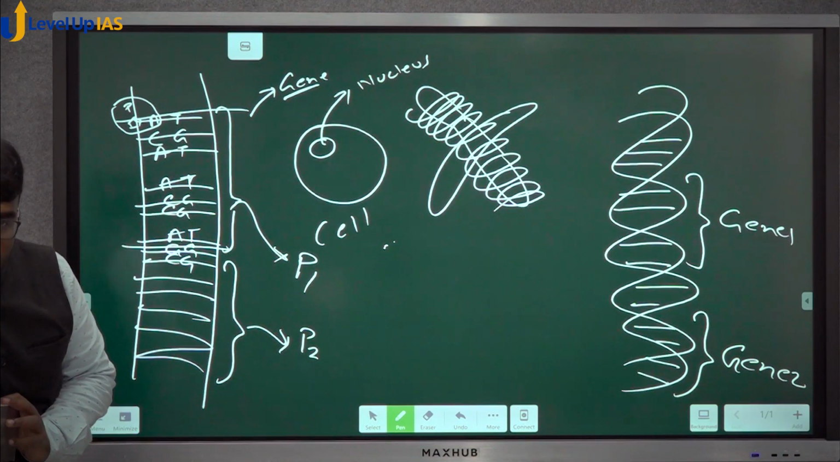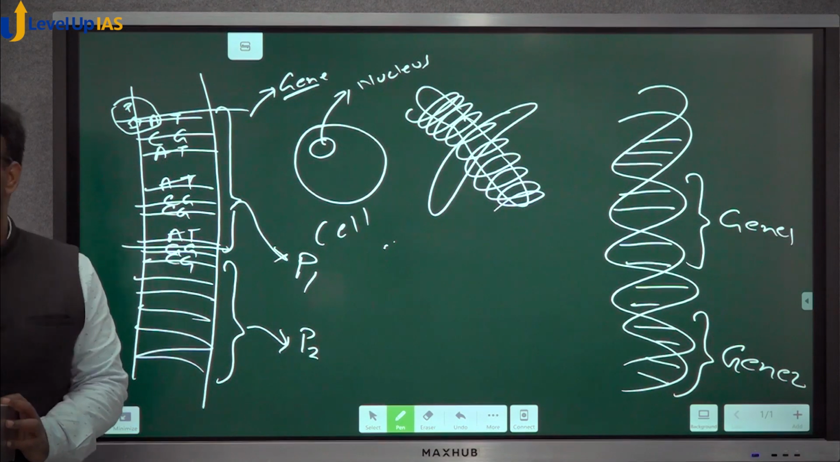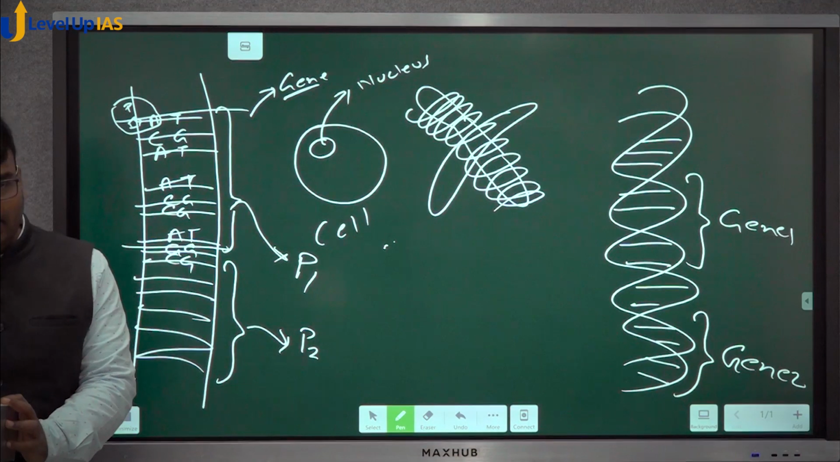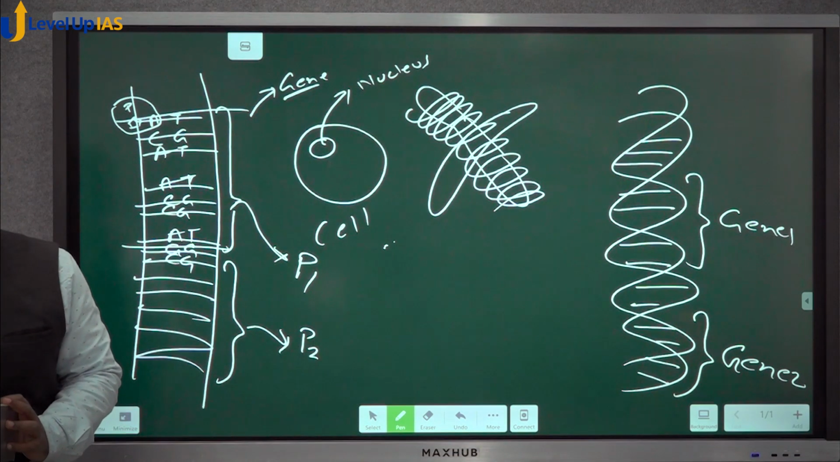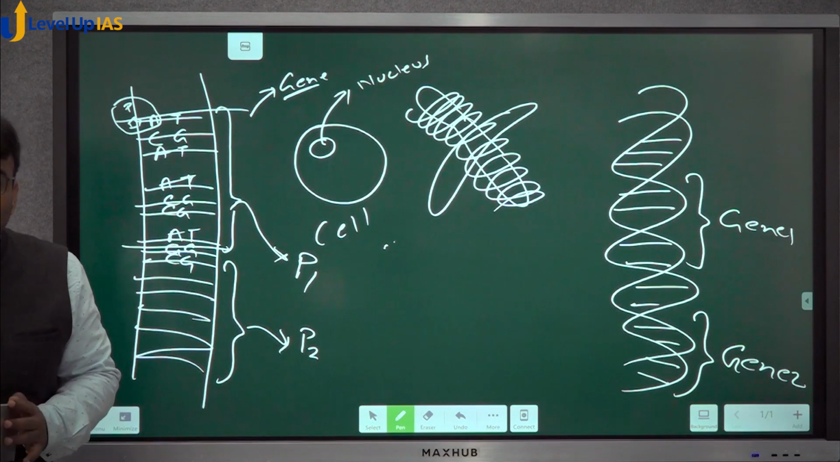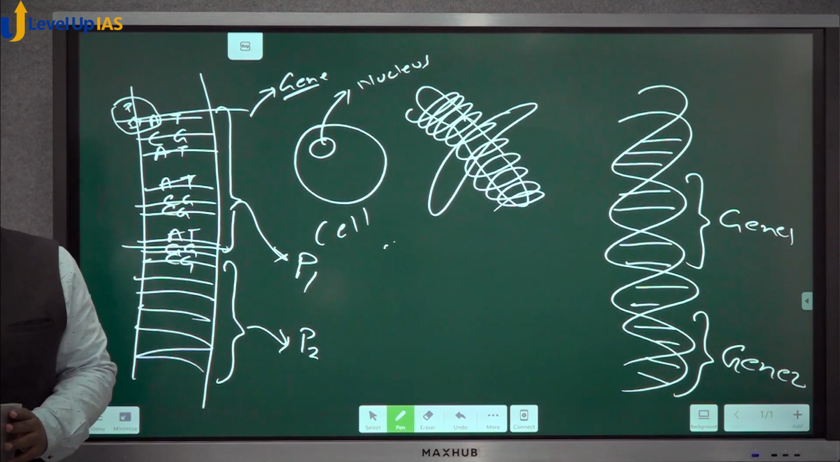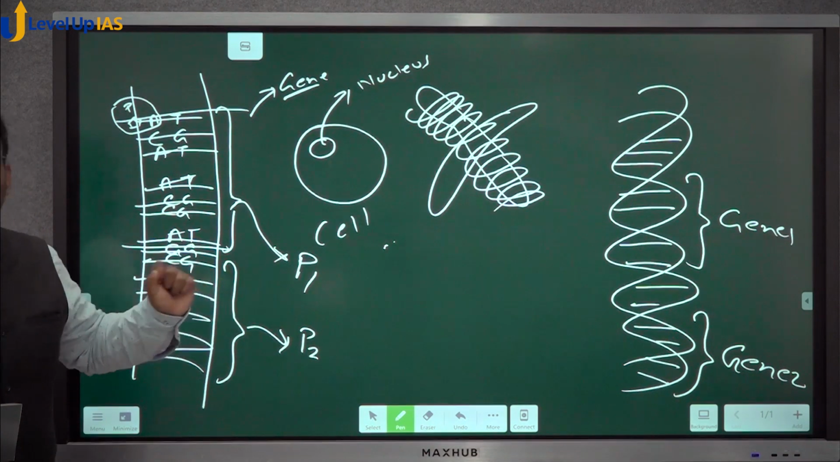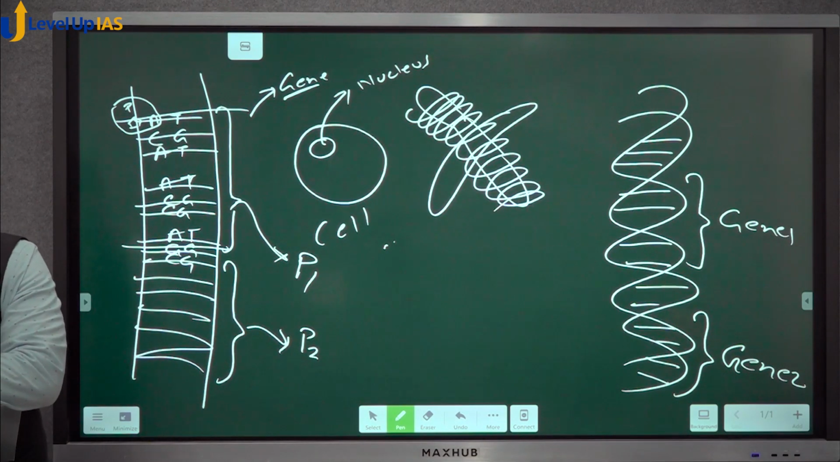Gene is storing the formula for the protein, which protein would be formed. So my hair color is like this because a particular protein is being formed in my body, and that particular protein is being formed in my body because a gene related to that protein is there in my body. My cell produces that protein for which encoding is there.